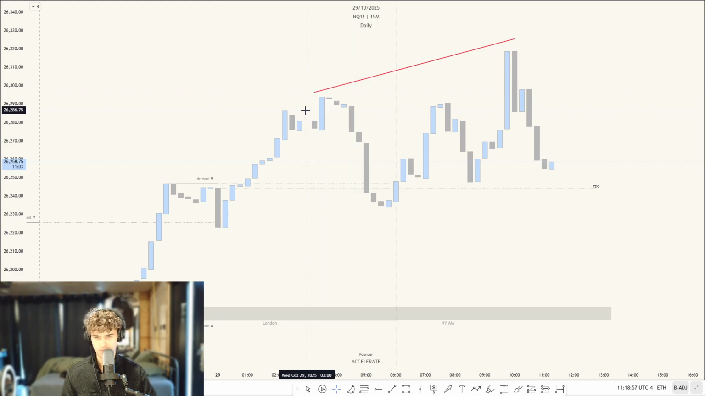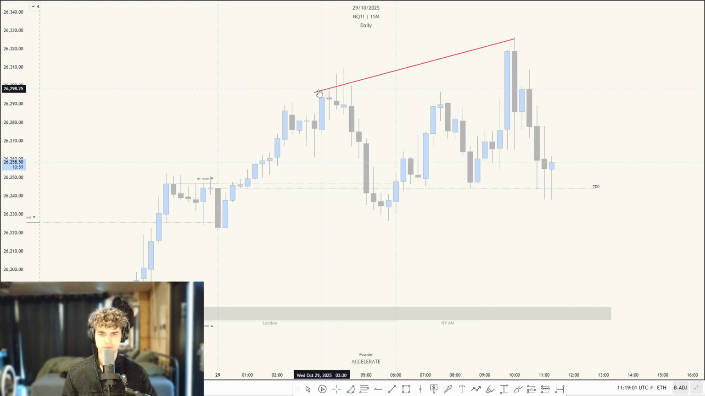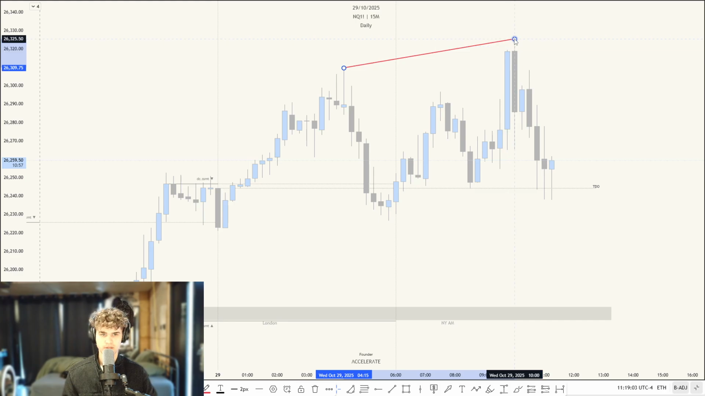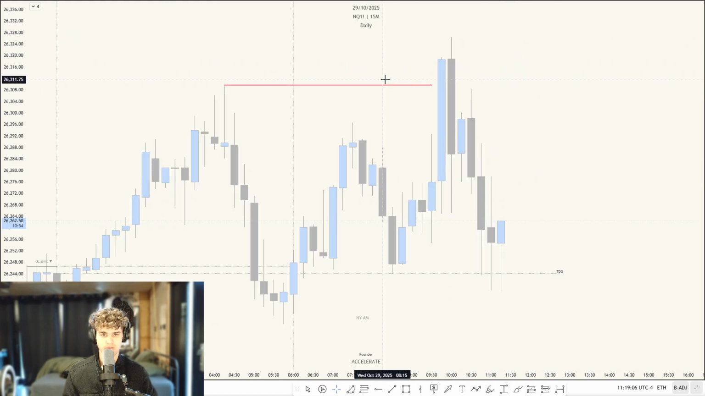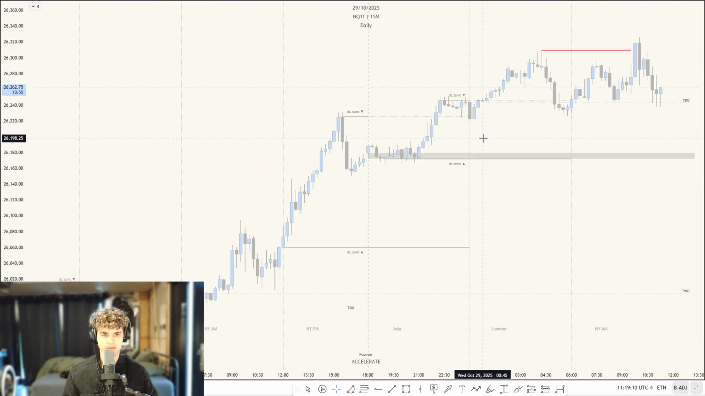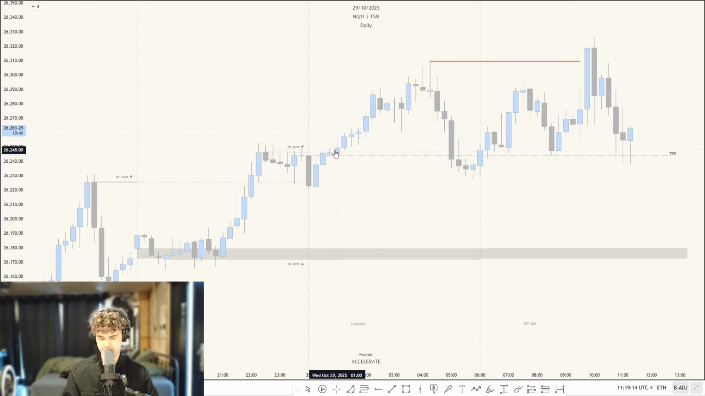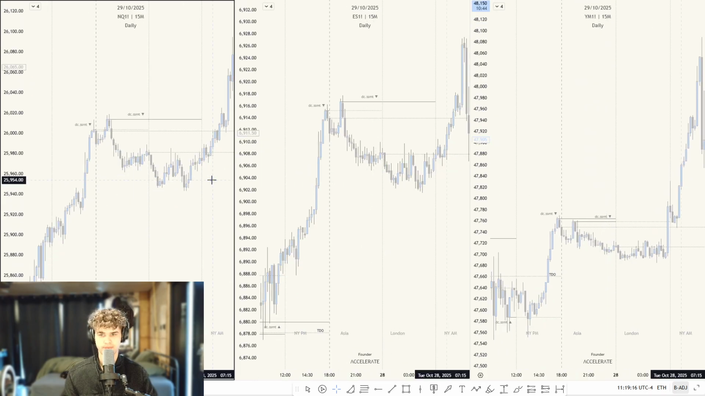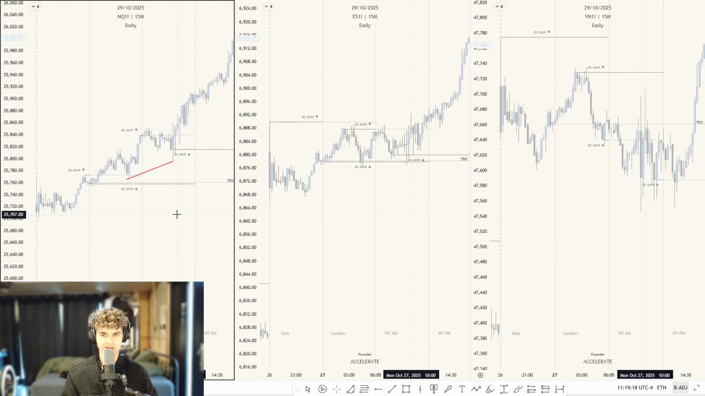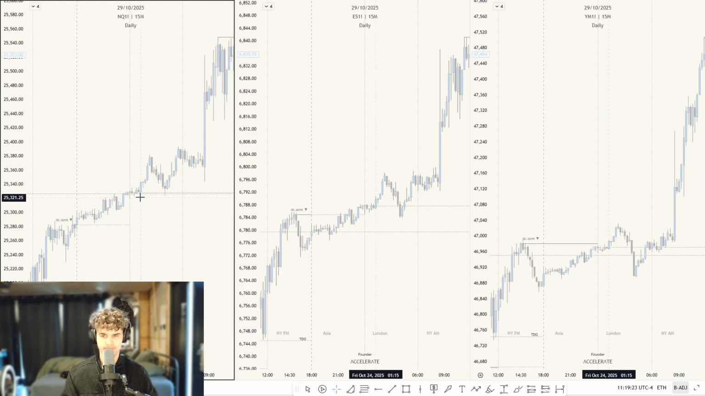Let's put our wicks back on. We take this high, for example. We closed over this high on NQ, yeah? Now imagine if we didn't on one of these assets. Does that make sense? That is what you're looking for. So let me see if I can find you an example really fast, where we close over a low on one and wick the low on the other.